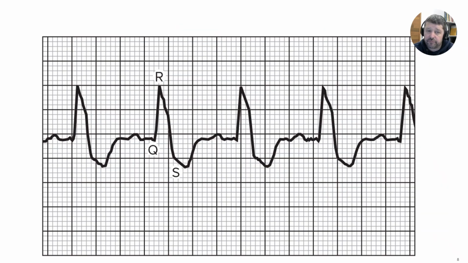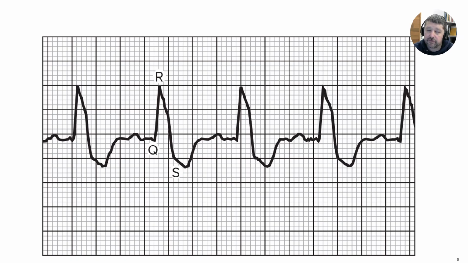Now, sometimes you have some blips or strange things going on. So here you can see the P wave, the QRS, the T wave. But the T is kind of missing and the QRS is elongated. It's wide. So instead of being sharp, it's wide.